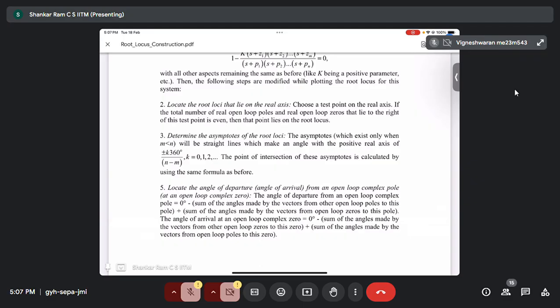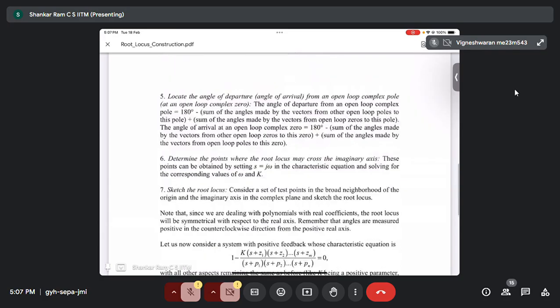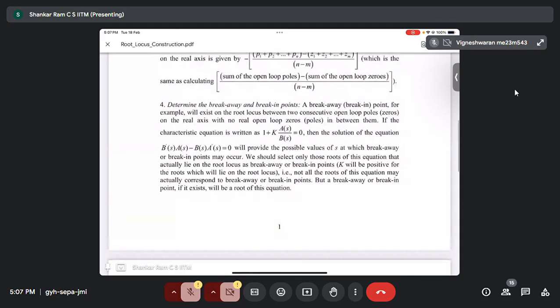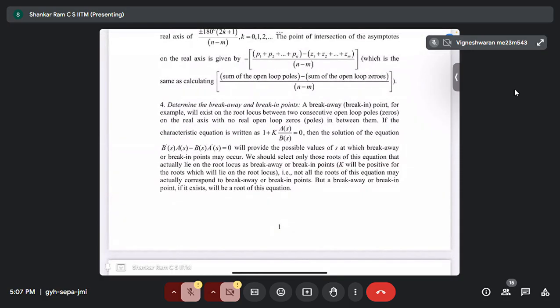Now step 4. What was step 4 before, if you recall? It was about finding a dash and b dash, sir. Like finding the k value. Yeah, the breakaway break-in point, right? So yeah, we use that a prime and b prime and so on.